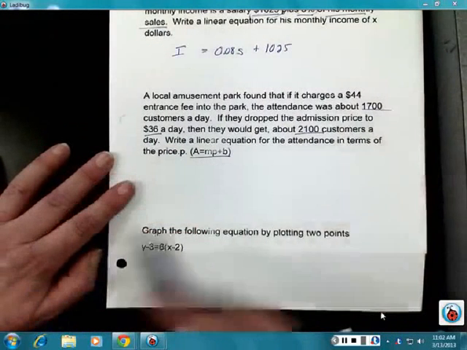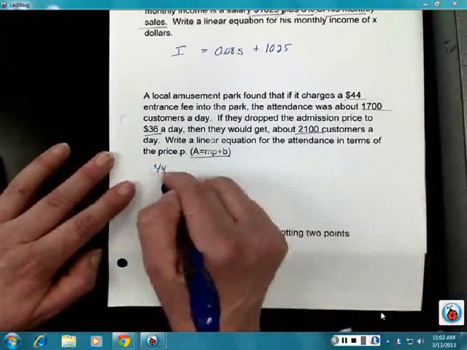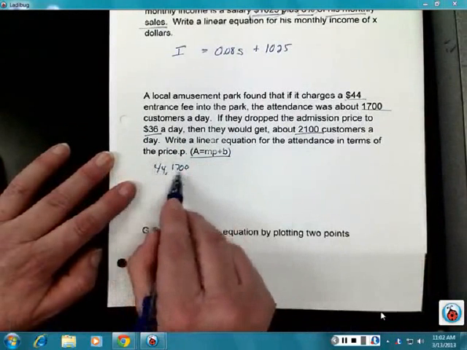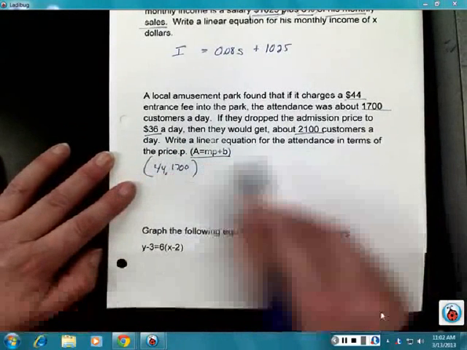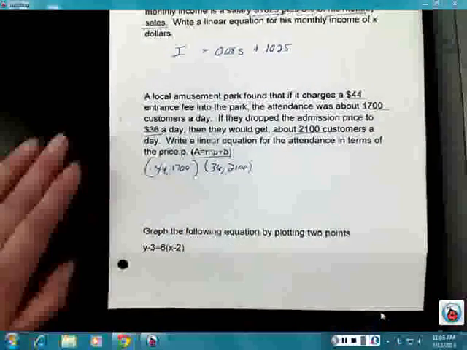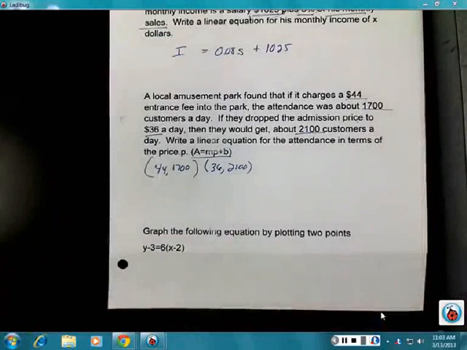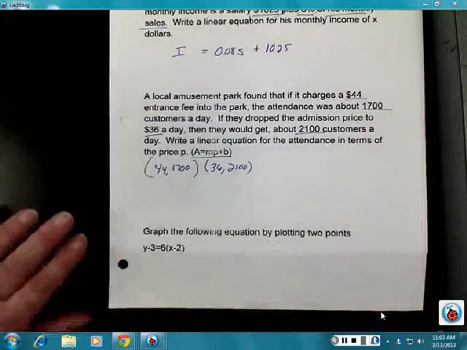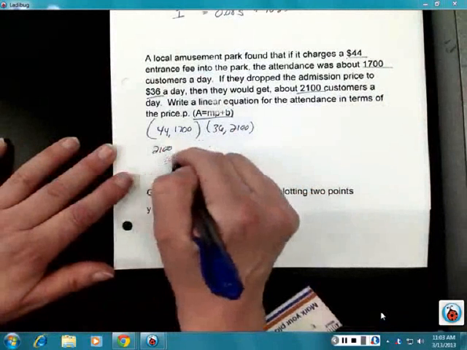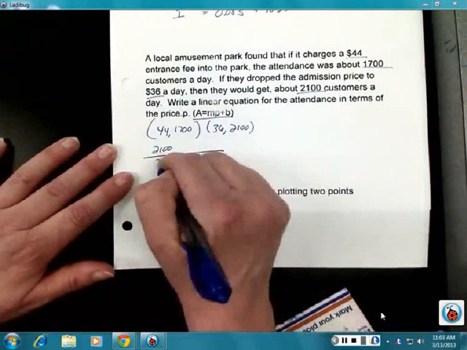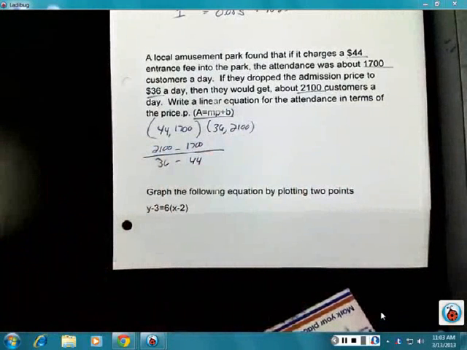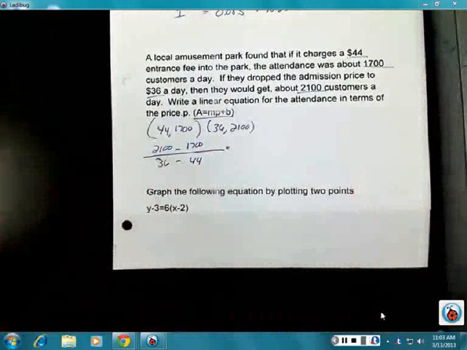So what are my 2 points? Well, my points are based on 44 and 1,700, because if they charge $44, they get 1,700 people. If they charge $36, they get 2,100 people. So then what would I do with this to finish it? I'd find my slope. So what's my slope going to be? Well, 2,100 over 36 minus 1,700 over 44. So what would my slope come out to be if I worked that whole thing out?